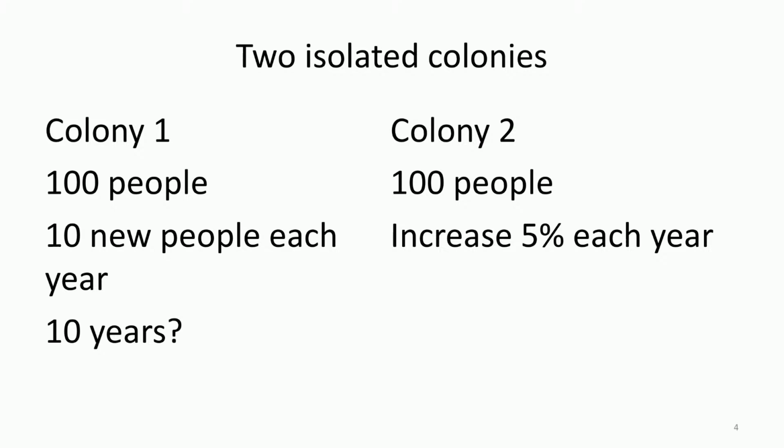And then the other colony that I'm interested in is a colony where there are 100 people, but they're a little bit more conservative, or maybe they're just not as prolific. But instead of getting 10 new people each year, they just increase 5% each year. So 5% new babies each year. Your job is to figure out how many people will be in each of those colonies 10 years from now. I'll let you go ahead and do that. I think you probably can figure it out pretty easily.